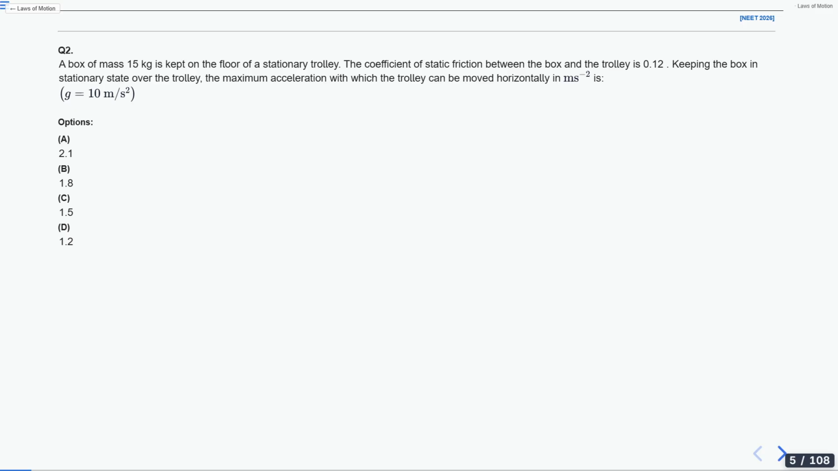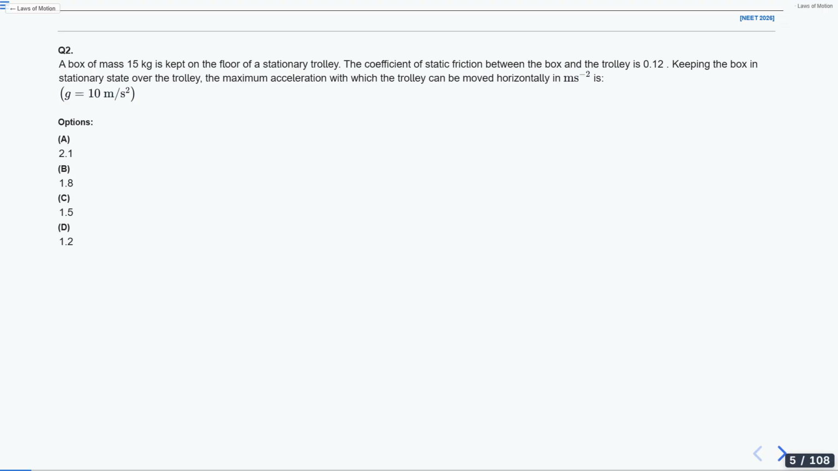Solve this question. This question says that a box of mass 15 kg is kept on a floor of a stationary trolley. The coefficient of static friction between the box and the trolley is 0.12. Keeping the box in the stationary state over the trolley, the maximum acceleration with which the trolley can be moved horizontally is in meter per second square.